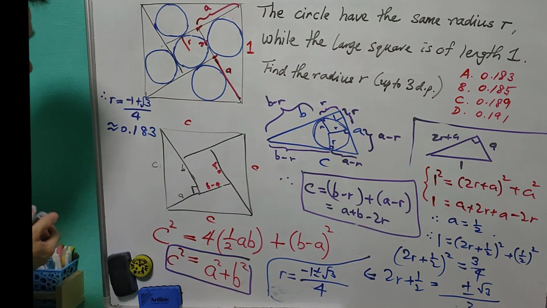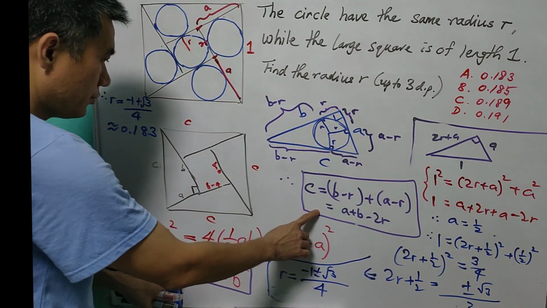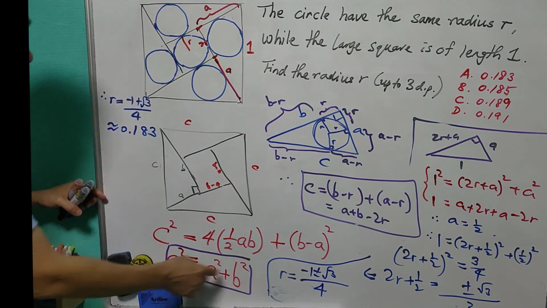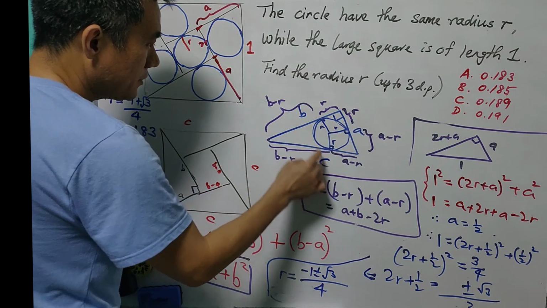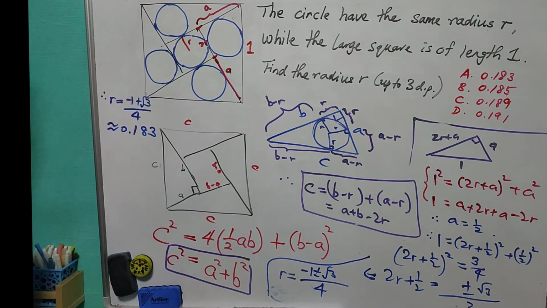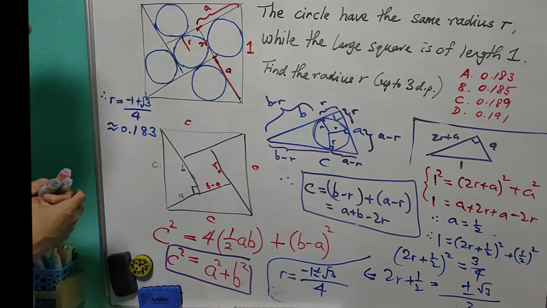So the approach that I present here is by using these two results. One is Pythagoras theorem, and the other one is the relation between the r and A, B, C for a right angle triangle. And for now, let's look at other people's solution.